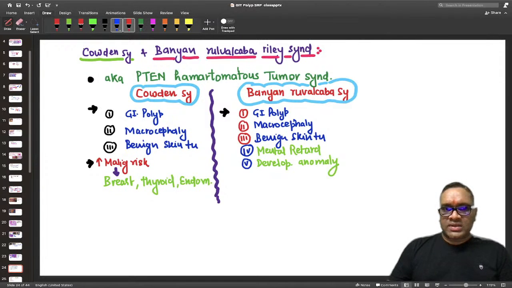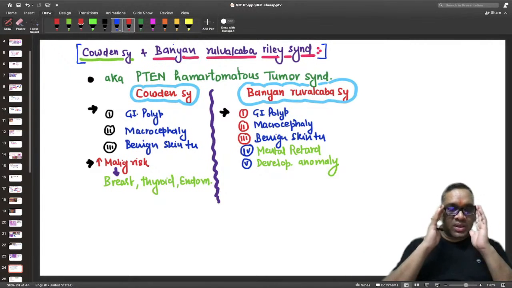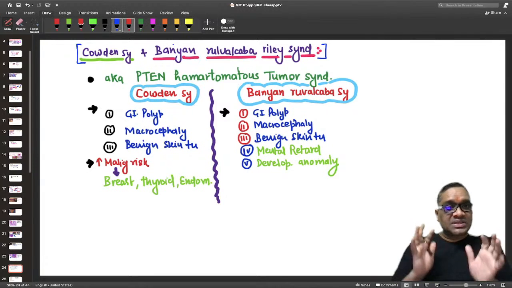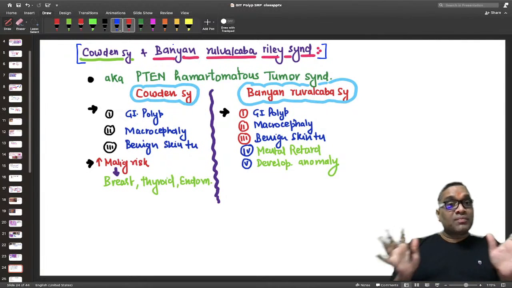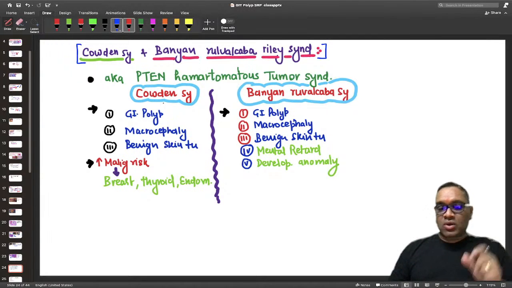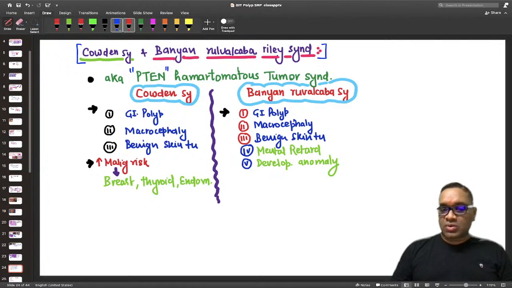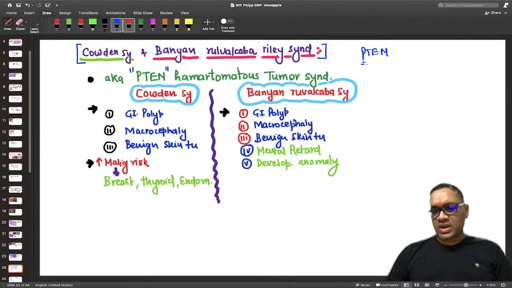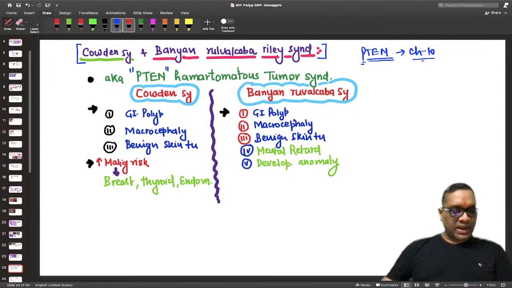Remember, Cowden syndrome and Bannayan-Riley-Ruvalcaba syndrome. Nowadays both are combined together and considered a spectrum of the same disorder, right? Why is it called a spectrum of the same disorder? Because both have one gene mutation called PTEN. Remember, the name PTEN itself is a very important hint. PTEN is on chromosome number 10, so the name itself is telling chromosome 10.